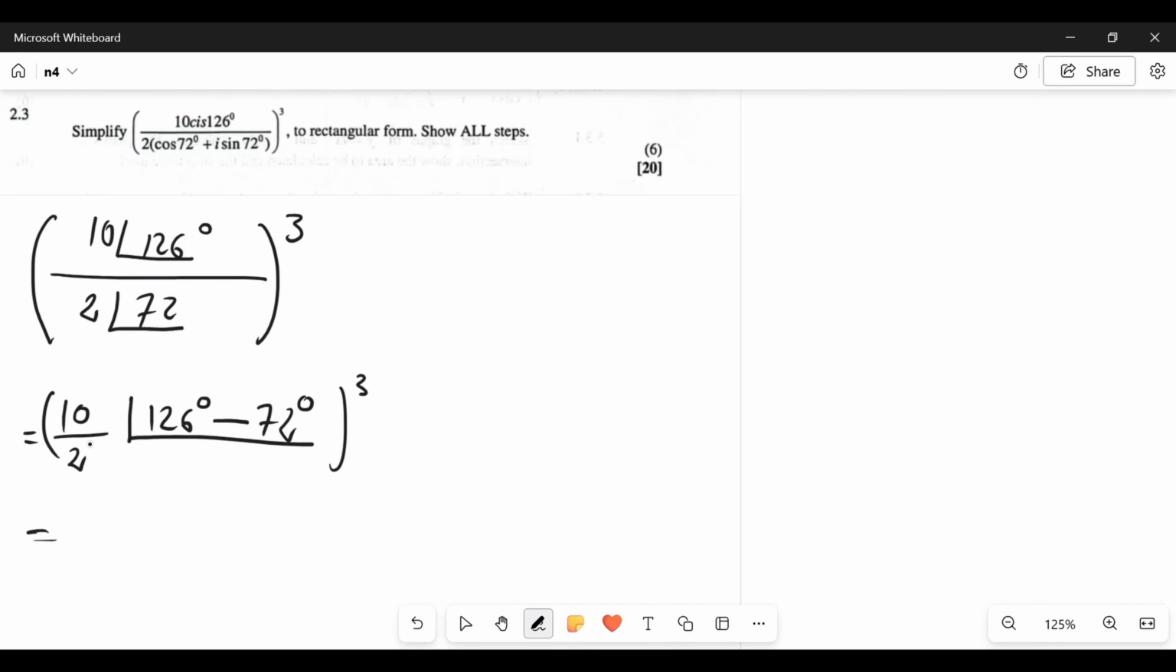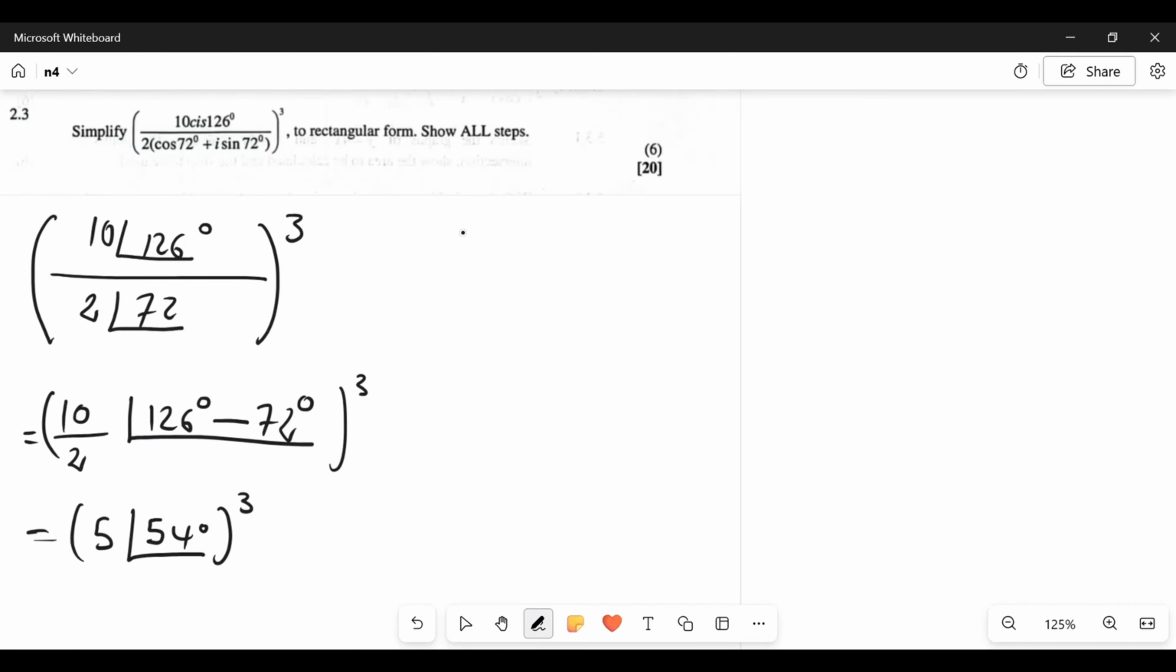So let's continue. We have 10 divided by 2. This here is going to give us 5. And then we have 126 minus 72. This one here is going to give us 54 degrees. Let's not forget, all of these, they have the power of 3. Now we can start using the De Moivre's theorem.